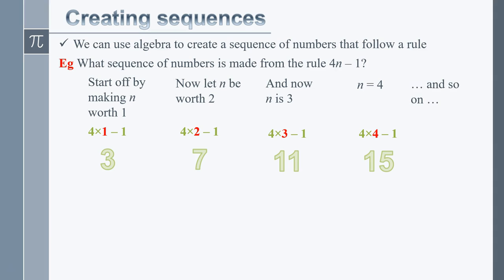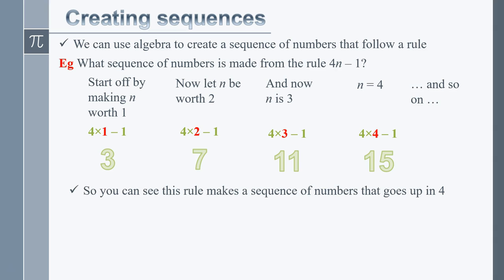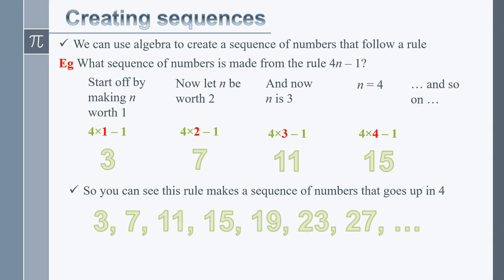So you can see now how that rule, just by changing what n is worth, and by making it get bigger by 1 each time, we can generate a sequence of numbers. And there's our numbers 3, 7, 11, 15, and so on from there. So what we've got is a sequence of numbers that goes up in 4s. And we could keep going, and let's say that sequence would keep going on forever like that.